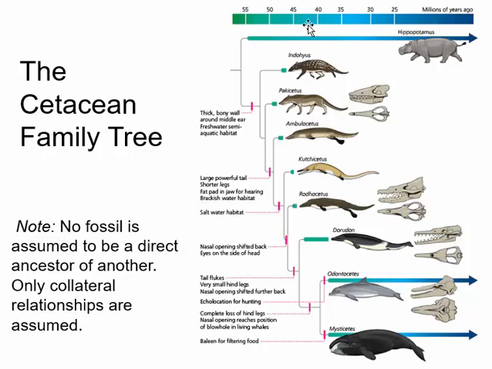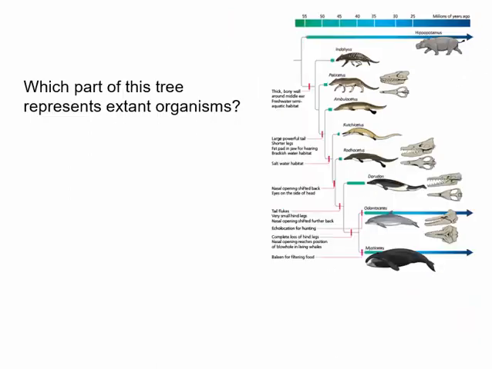Notice here on this top here, the hippopotamus. So this is the closest living relative of whales. And there's another piece of information I'll give you in a second. But first, a question. What part of this tree represents extant organisms?